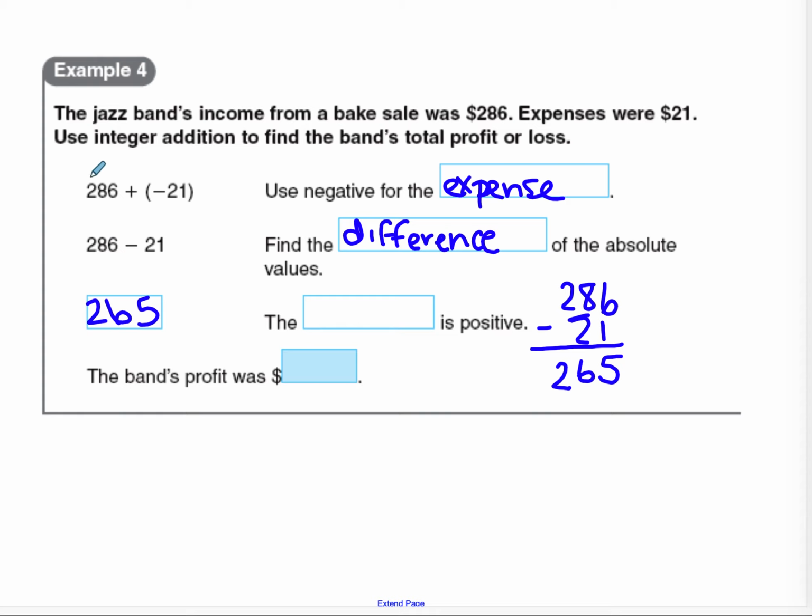All right, and going back to my original problem, they had 286 positives, 21 negatives. More positives, answer's positive. Okay, so our answer is positive, which is good. That means they made money instead of lost money. And then story problems always need a label, so that label is going to be the dollar sign that they included here. The band's profit was $265.